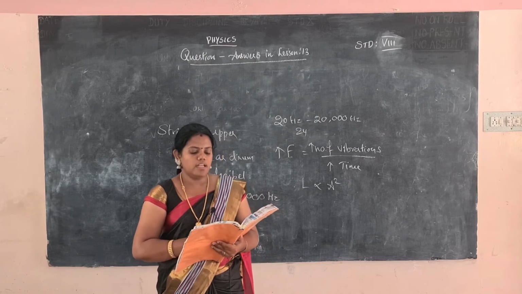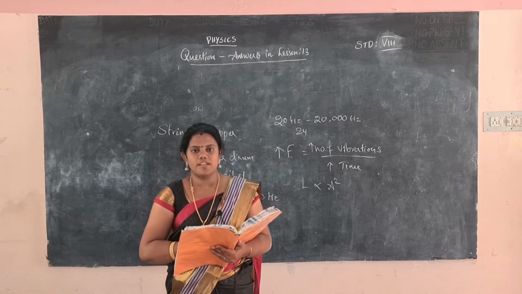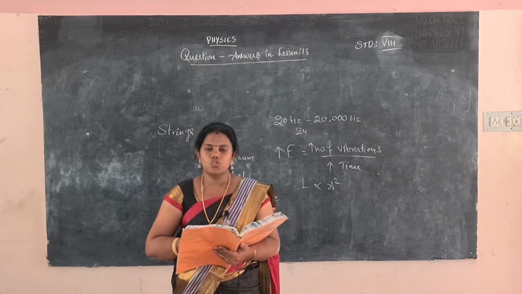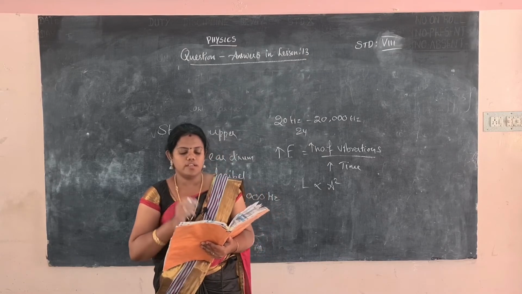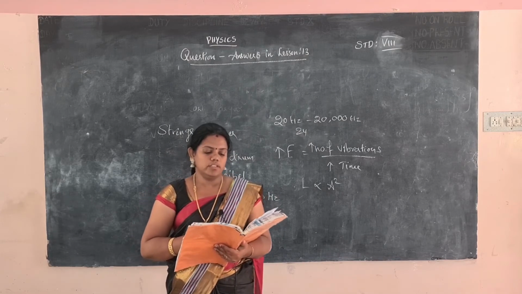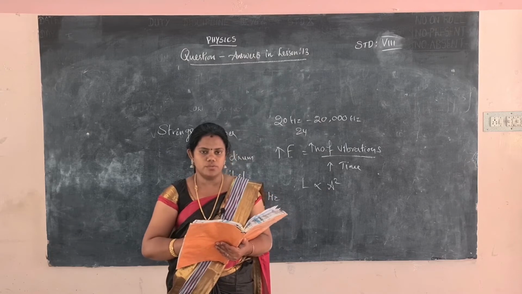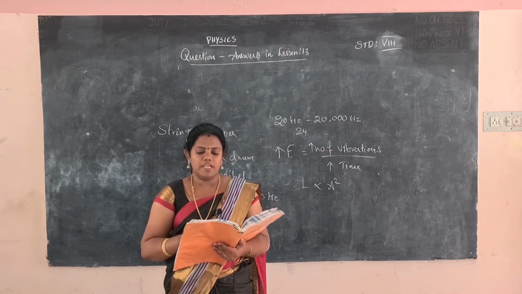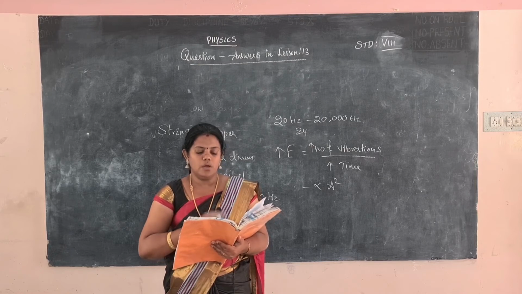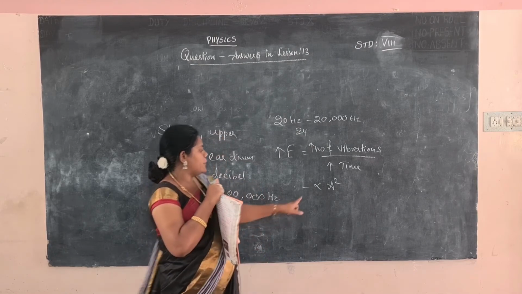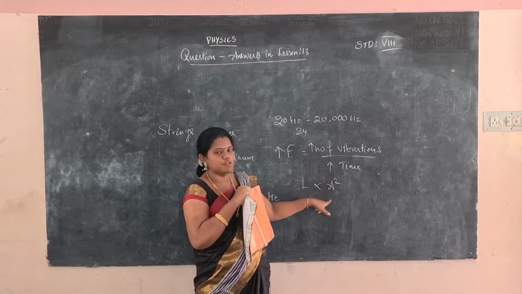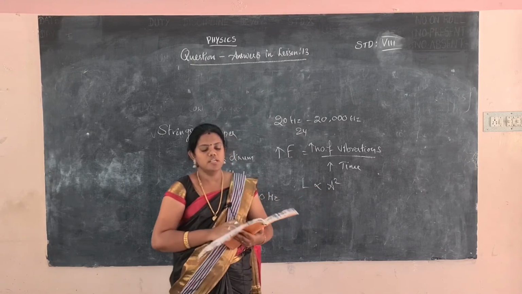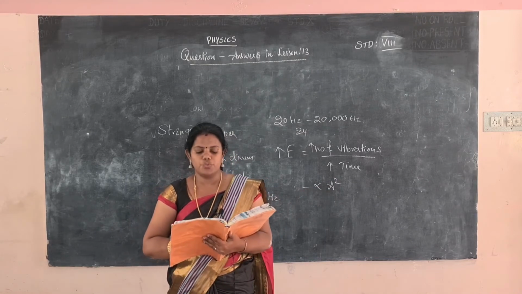Second one, 3 vocal cords are stretched across the voice box. Is it true? No, there are 2 vocal cords, so it will be false. Then third one, loudness of a sound is proportional to the square of the amplitude of vibration producing the sound. Is it true? So the third one is true.